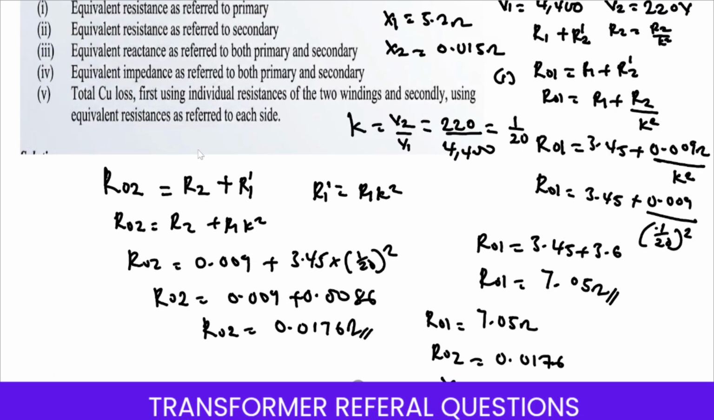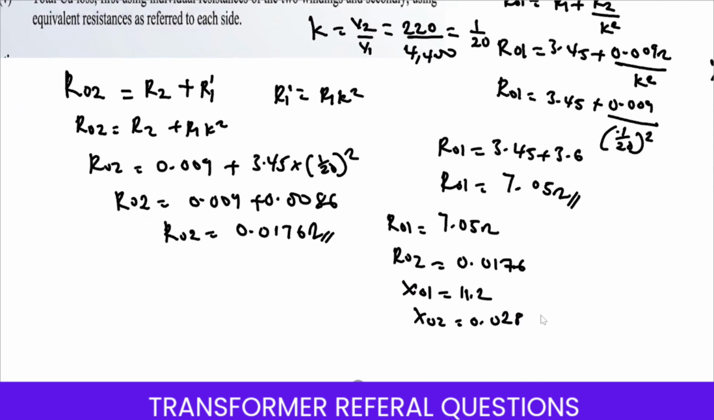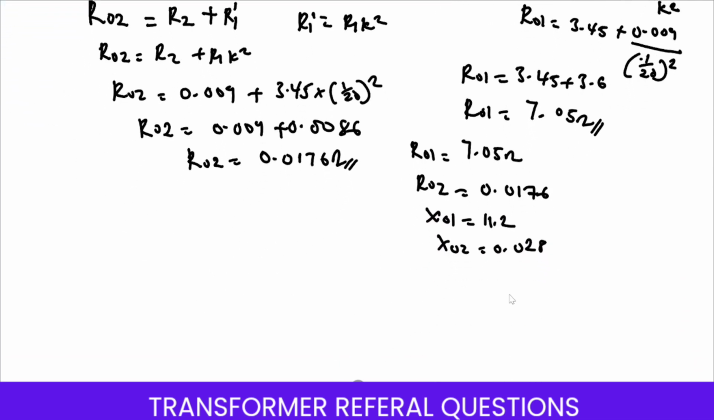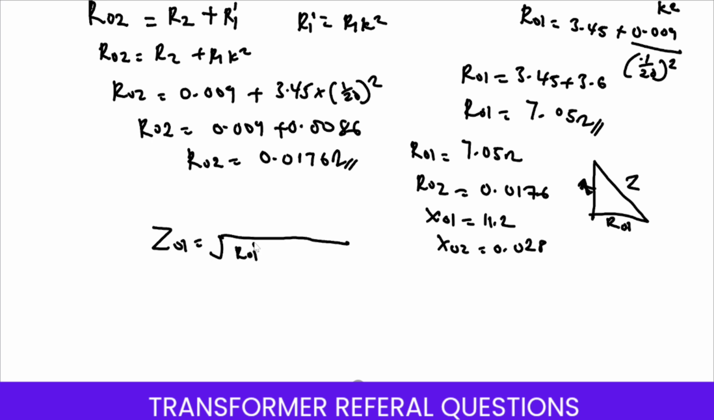The next question says we should find the equivalent impedance referred to both primary and secondary. When we say impedance, we are talking about the total opposition. Whenever we draw our vector diagram, we have this side as the real part, and this one as the imaginary part, the X part, and finally we have our Z. So the Pythagoras form of it will give us the impedance. We are talking about Z01, so that will be the root of R01 squared plus X01 squared.